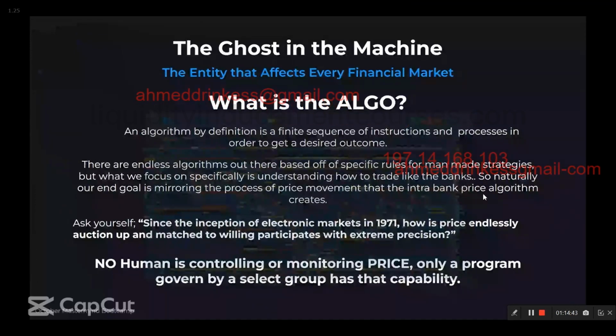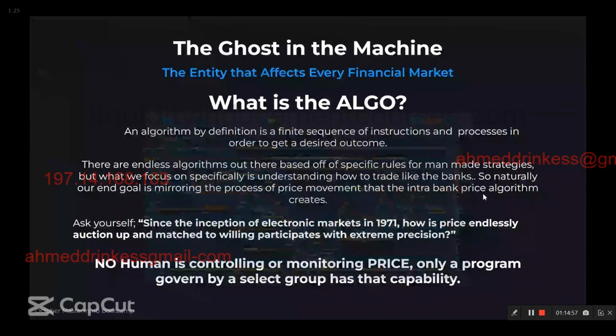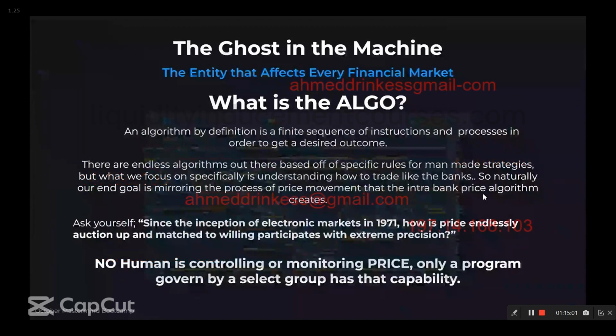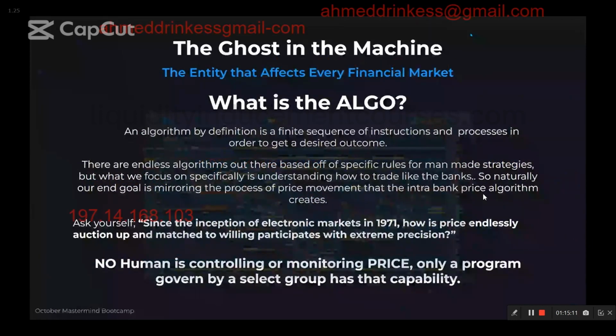How is price endlessly auctioning up and matched to willingly participate with extreme precision? What actually allows any of us, for that matter, to enter and execute trades whenever we wish? It's not like we're in the stock market and we have to wait for someone to sell their position before we're able to buy it, or vice versa. You're going to have a buyer before you can sell your position. You are literally able to enter and exit virtually whenever you want to, minus sometimes the lag in execution speed from brokers when we try to close your position.